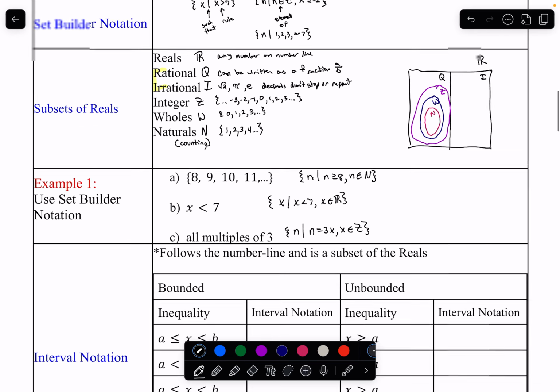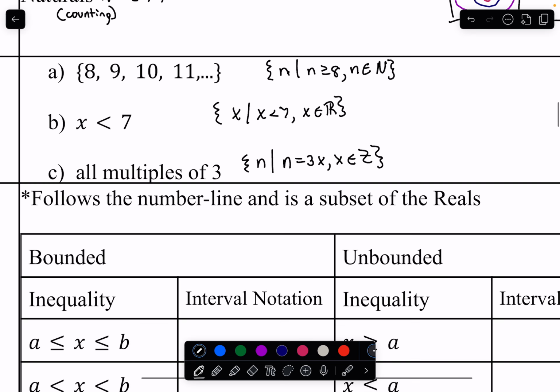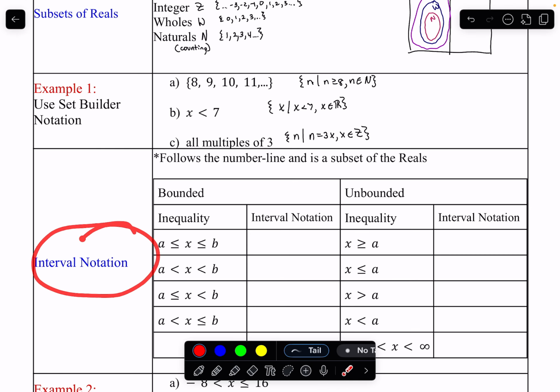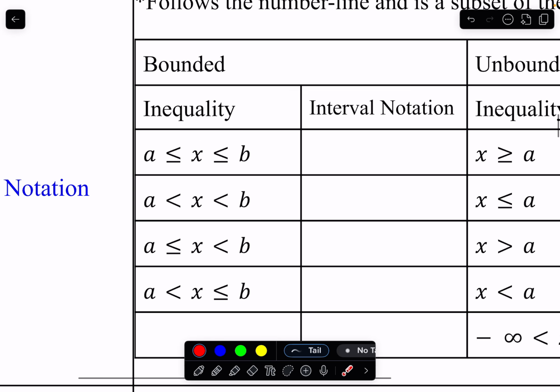Now, set builder notation is not really super efficient. So if you're following the number line and you're a subset of the reals, then we are going to use interval notation. So that's where this comes into play. This is interval notation. It has to be a subset of the reals, meaning like if you were going to color in part of the number line and you're going to use all the values from like 1 to 7, and you would color in all those decimals in between. That's what a subset of the reals is. And we're going to start out with the bounded ones. The bounded ones, I just think of it, has a clear boundary.